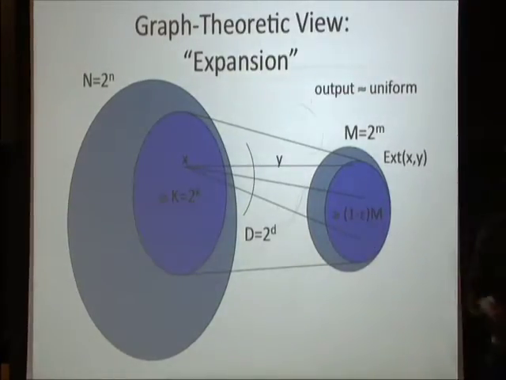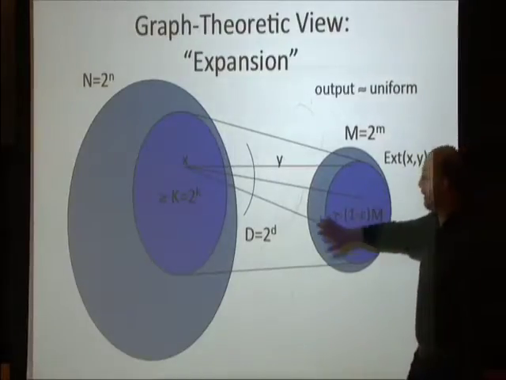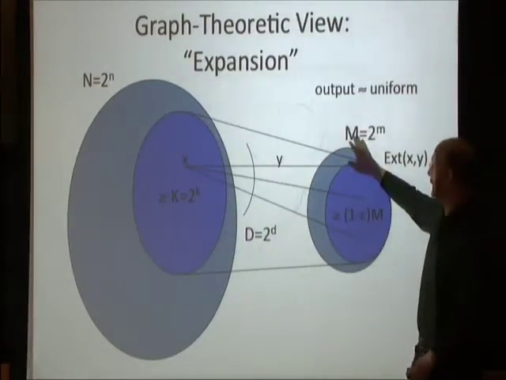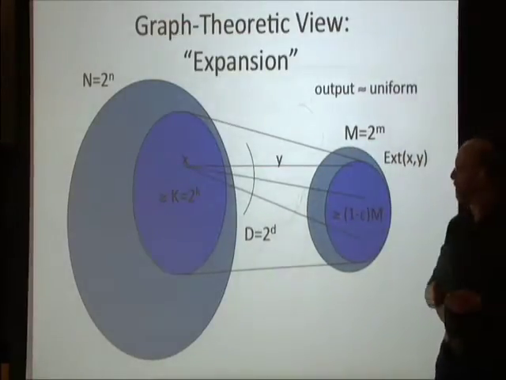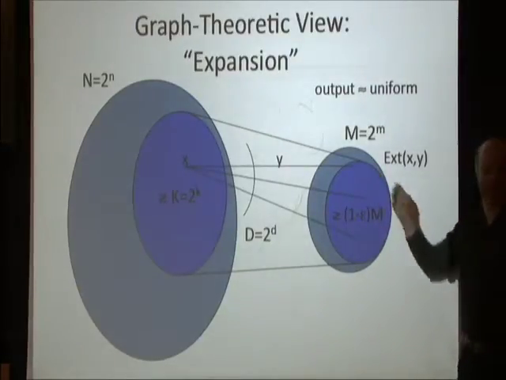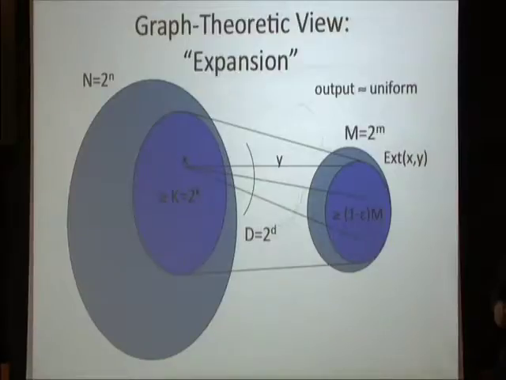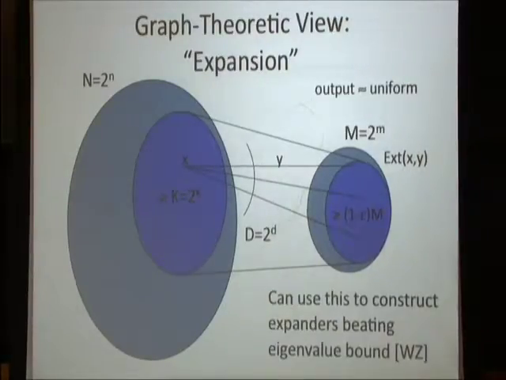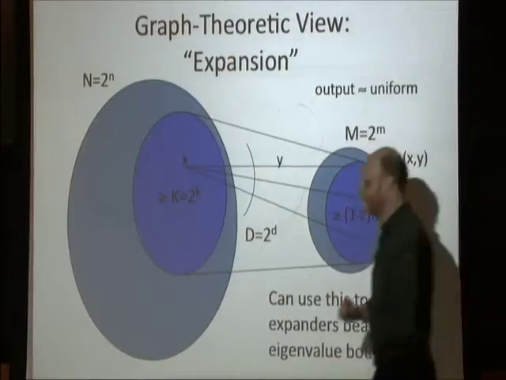I put expansion in quotes because the right side is actually smaller than K typically. Right? We expect big M to be smaller than big K. So it's not exactly increasing the size, but it's increasing the fraction on the right. So it's a type of expansion condition. So maybe it's better to call it a quasi-randomness condition or something. Right, but now I'll connect it to real expanders. OK. So Avi and I use this to construct expanders which beat the so-called eigenvalue bound. Let me just say a few words about that.